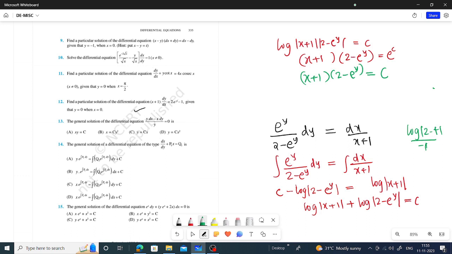All right, so now we put the value y is equal to 0 and x is equal to 0 here. x plus 1 is 1, y is equal to 0, 2 minus e raised to 0, and e raised to 0 is 1, so that is 1. Which means we get c is equal to 1. So our formula reduces to x plus 1 into 2 minus e raised to y equal to 1. This is the final solution.